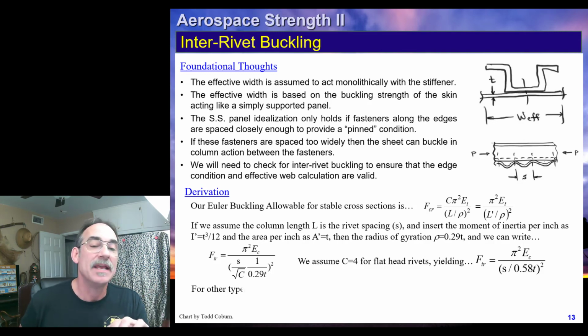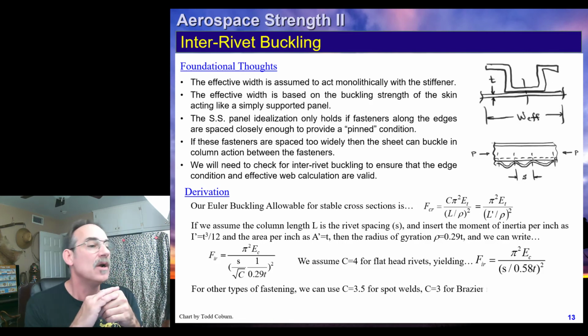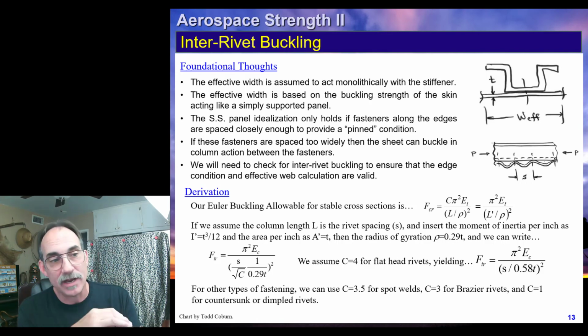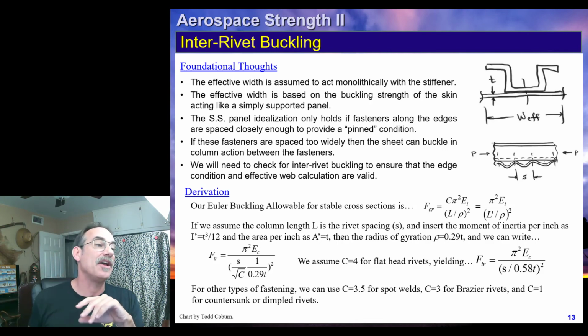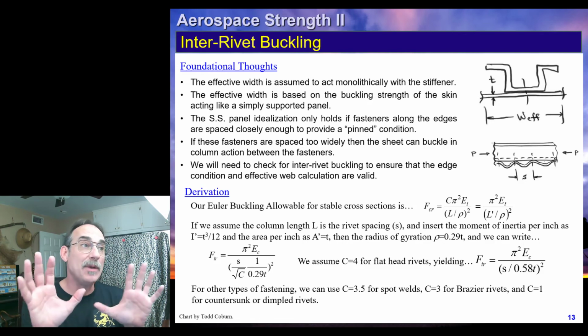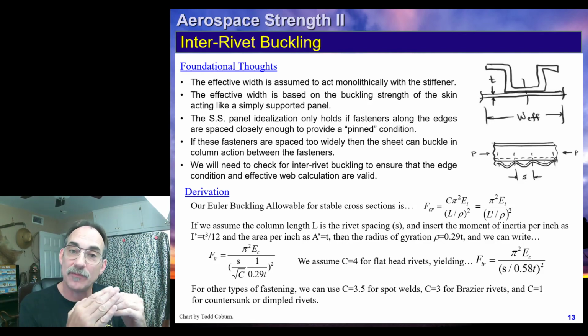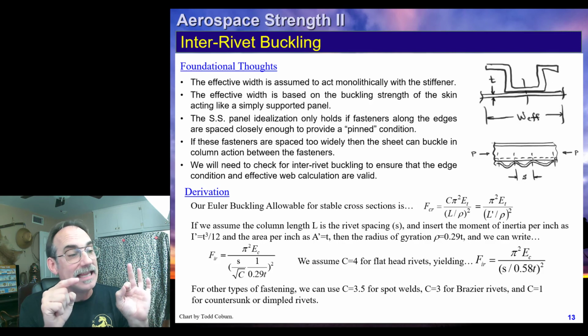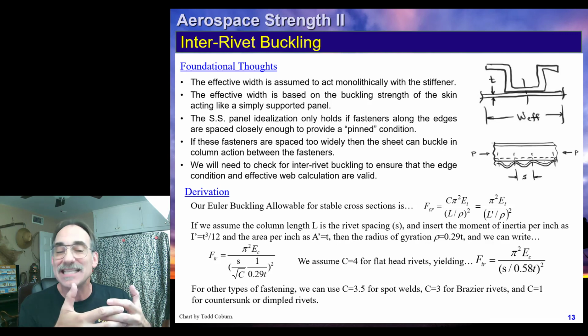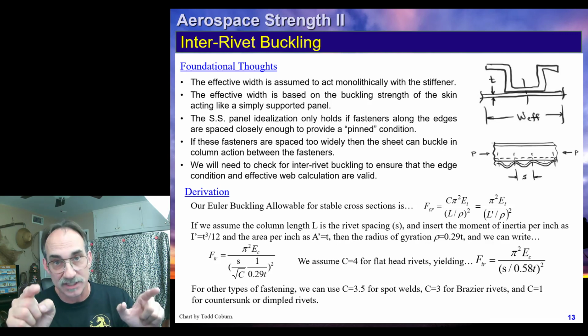So if we have other end fixities or other head types on our rivets, we could assume that our C is 3.5 or 3.0 or 1.0, depending, as we see here. We just plug in that other C value and use this equation, the more general equation, to estimate our inter-rivet buckling allowable. Okay, so that's how we do it. So you've seen how to calculate effective width of skin, and we've seen how to calculate the inter-rivet buckling allowable. We haven't yet seen how to put these two pieces of information together. That's what we're going to do next, so stay tuned.